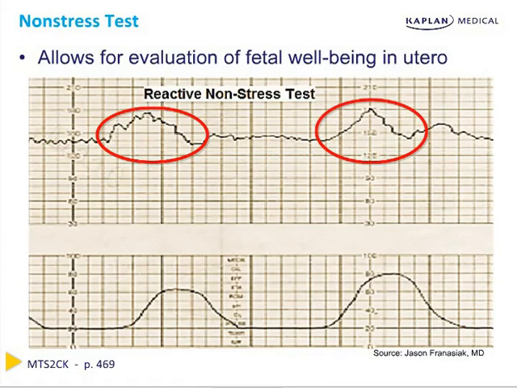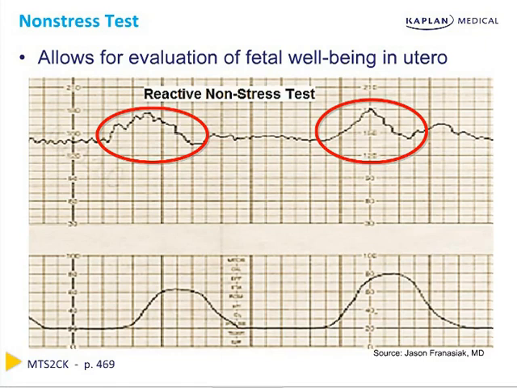I've talked about the non-stress test as it pertains to antenatal testing in diabetes, and we're going to go into it a little bit more here. The non-stress test allows for evaluation of fetal well-being in utero and involves two parts: the measurement of fetal heart rate, seen at the top line, and the measurement of uterine contractions using a tachometer, seen on the bottom line.